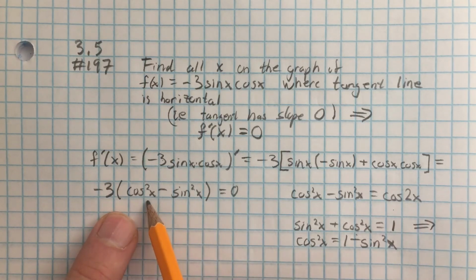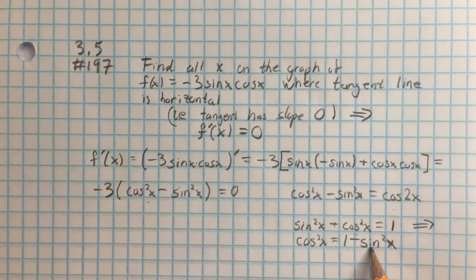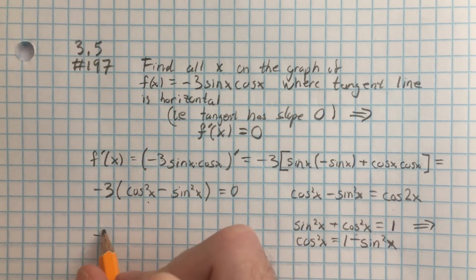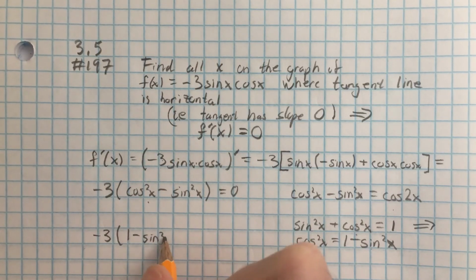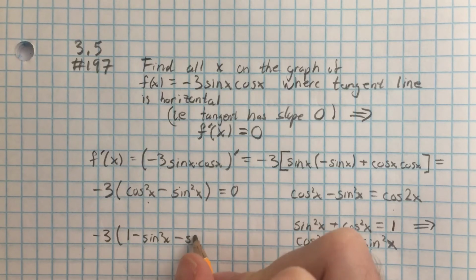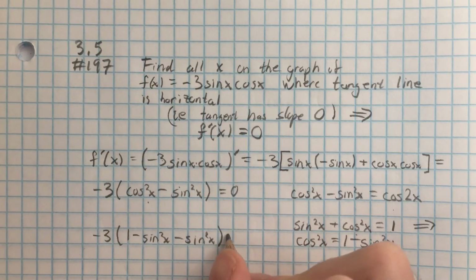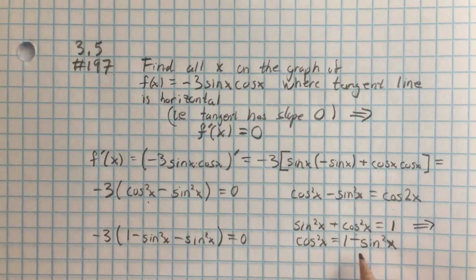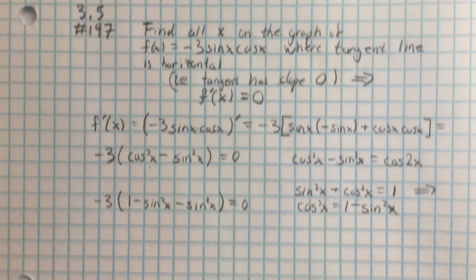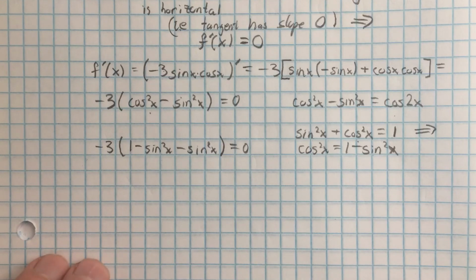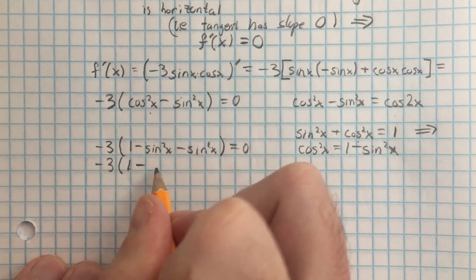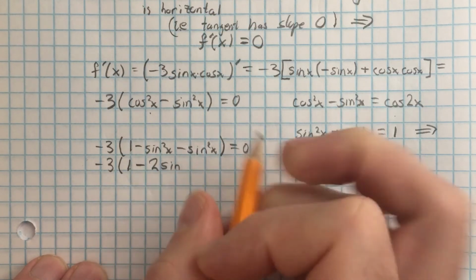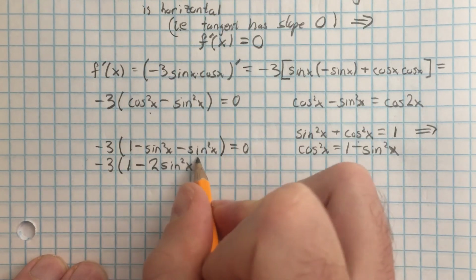Over here, if I replace cos squared with 1 minus sine squared, which is actually what I'm going to do right now, then I'll be left with only the sine function in this equation and no double angle. So I'll just replace the cos squared with 1 minus sine squared due to the Pythagorean identity that we're all familiar with. At this point, I'm going to combine the two sine squares into 2 sine squared. So negative 3 times 1 minus 2 sine squared x equals 0.